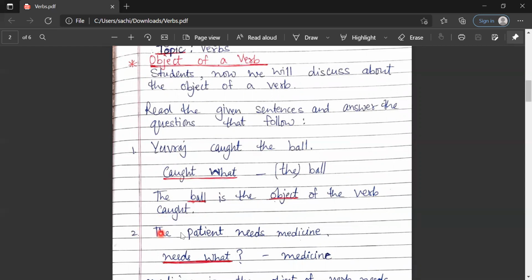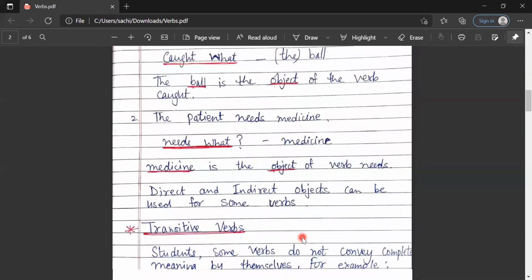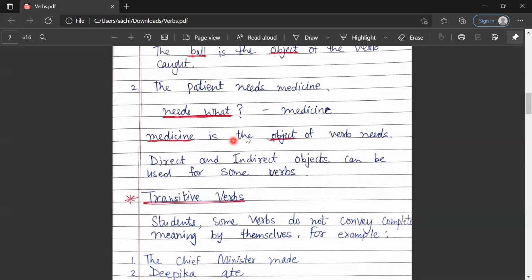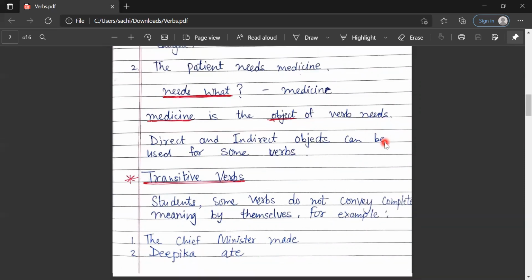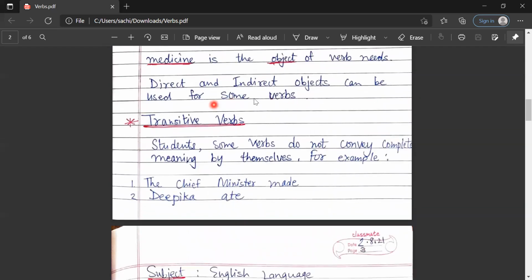Number 2, the patient needs medicine. Needs what? Medicine. Medicine is the object of the verb needs. Direct and indirect objects can be used with some verbs. Transitive verbs. Students, some verbs do not convey complete meaning by themselves.